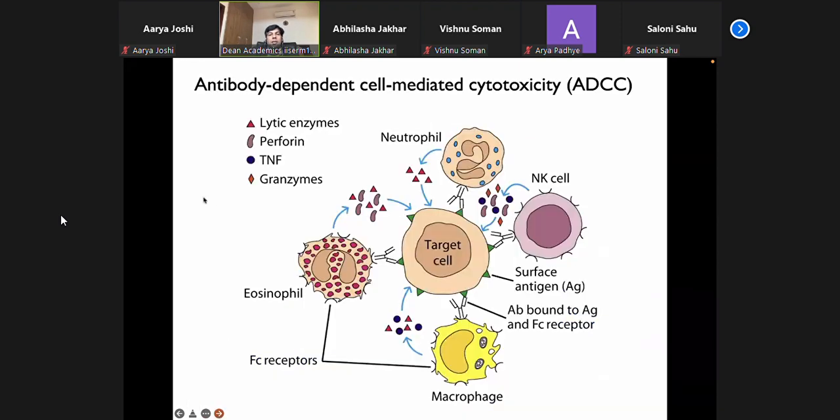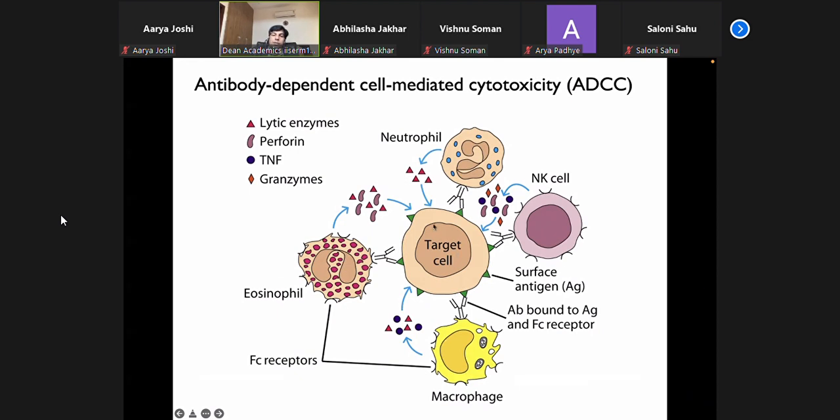All right. So the next function associated with antibodies is what we call antibody dependent cell-mediated cytotoxicity. Okay. And these are the mediators: lytic enzymes, perforin, TNF-alpha, granzymes. All these molecules are associated with the killing activity of your cells. They are produced by your cytotoxic T cells. But initially, this function is carried out predominantly by your NK cells. Okay.